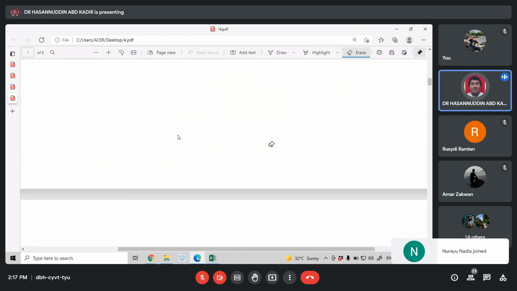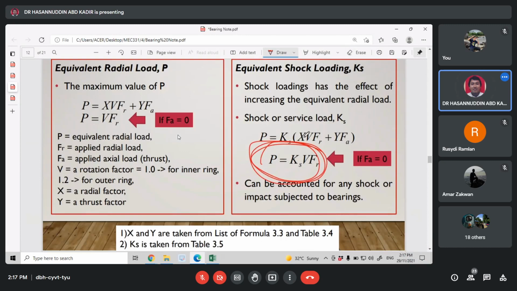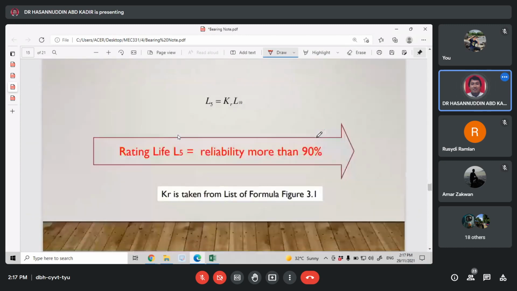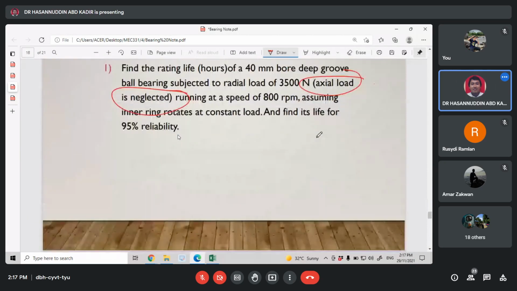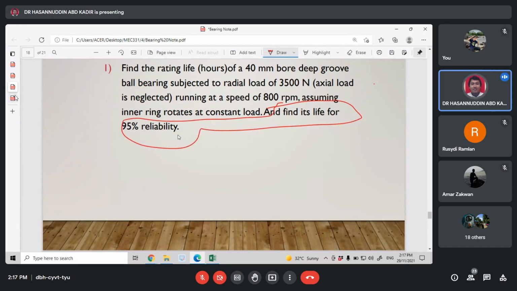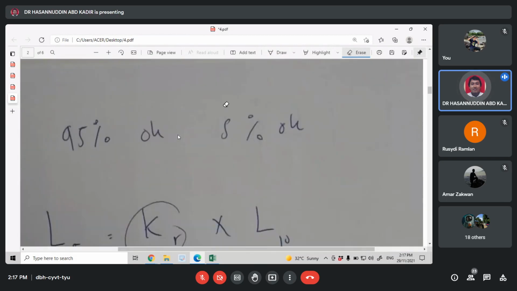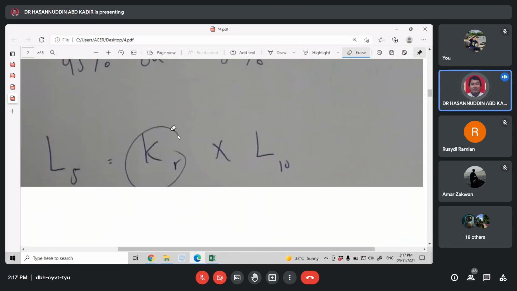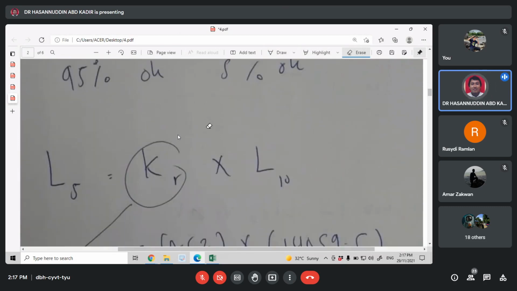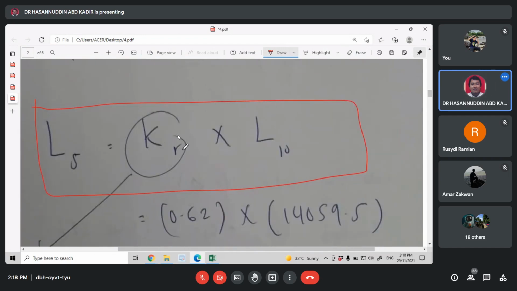Okay, and then the second question asks you to find the value for 95% reliability. So that means the 95% one. Before this they asked about 90% for the L10. So now we go for the other one, L5. We can directly apply the formula for the L5 here. Okay, L5. This means we need to find the value of KR here.